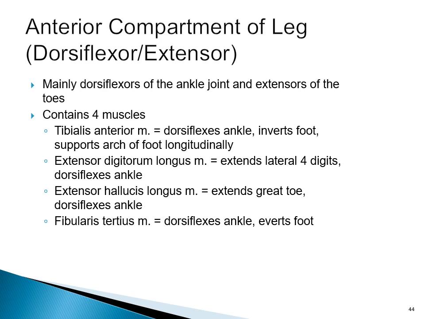The anterior compartment of the leg contains the dorsiflexors of the ankle joint and extensors of the toes. The four muscles: tibialis anterior muscle dorsiflexes the ankle and inverts the foot. Extensor digitorum longus muscle extends the lateral four digits and dorsiflexes the ankle. Extensor hallucis longus muscle extends the great toe. Fibularis tertius muscle dorsiflexes the ankle and everts the foot.